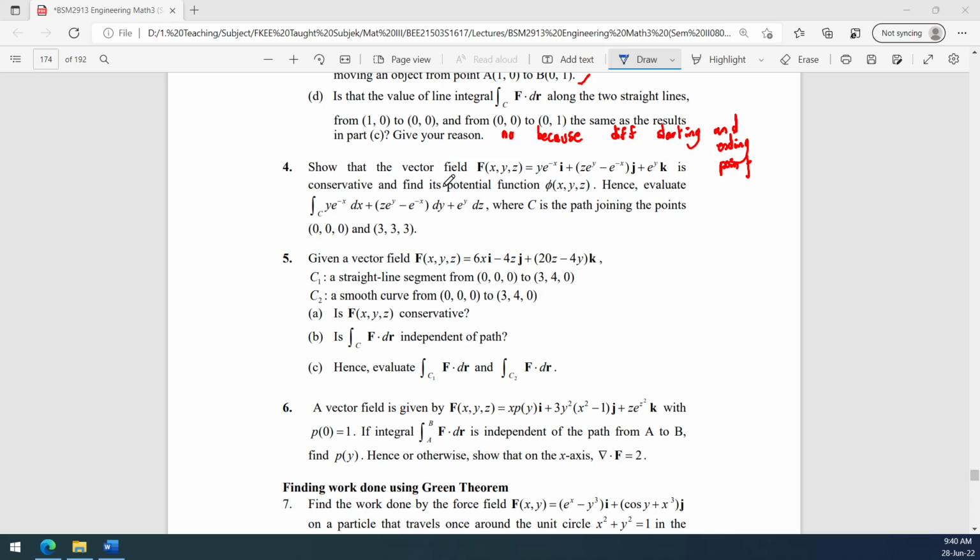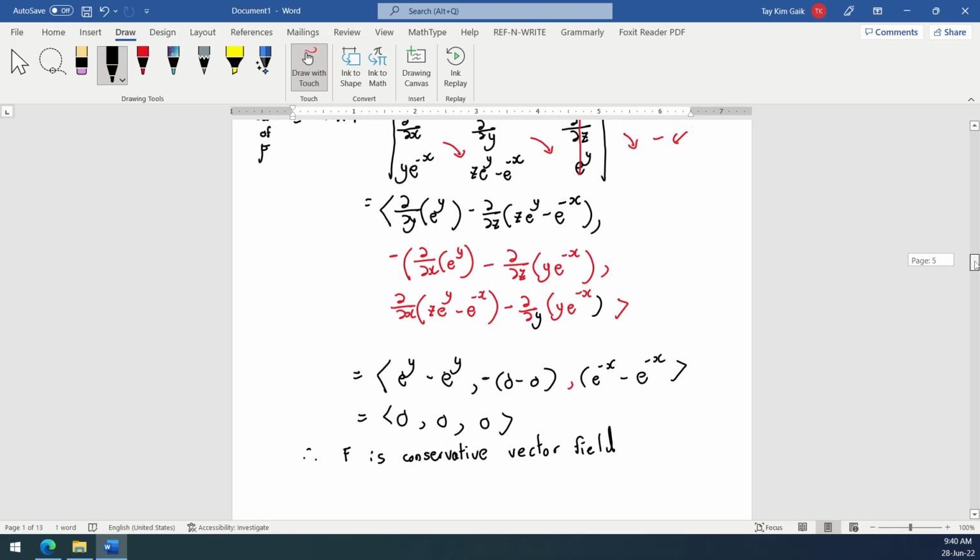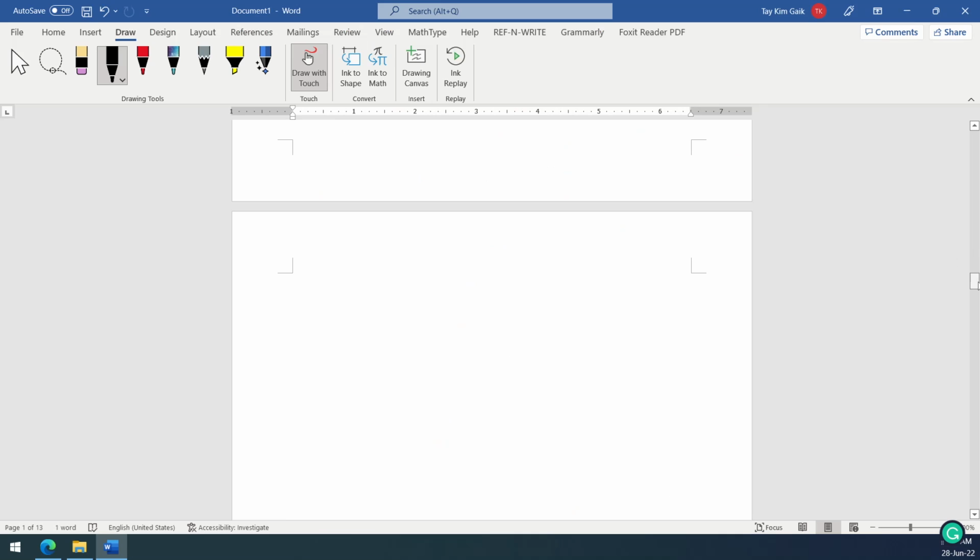you need to find its potential function phi x, y, z. Okay, and then use that potential function phi x, y, z to evaluate the line integral. Okay, then we find the potential function phi.